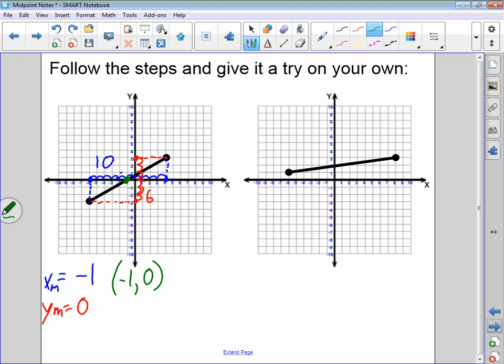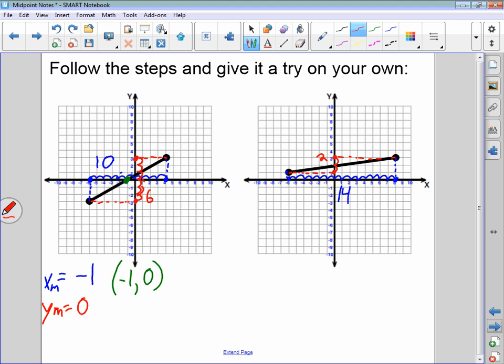Let's try it one more time. -6, I'm at 8. Count those, 1, 2, 3, 4, 5, 6, 7, 8, 9, 10, 11, 12, 13, 14. I'm at 1 and 3, 1, 2, so I have 2.